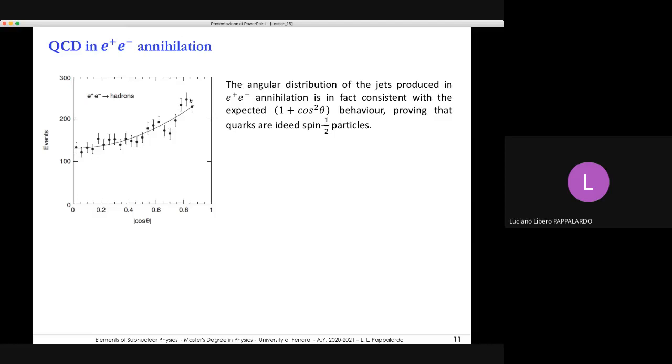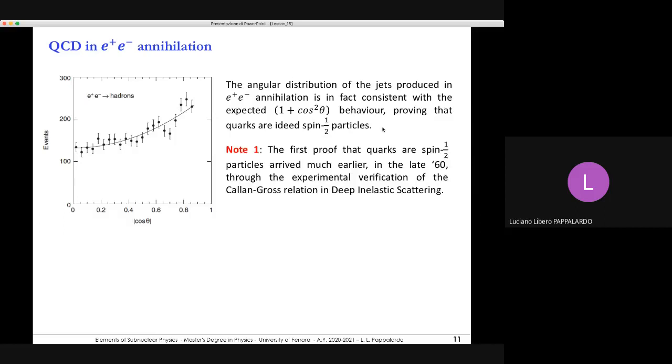You see here the experimental data from e+e- into hadrons, and this line here is essentially the 1 plus cos square theta dependence. So this is fulfilled also by quarks, and this is in a way also a proof that indeed quarks are spin 1/2 particles. However, let me anticipate that the first proof that quarks are spin 1/2 particles actually arrived much earlier, in the late 60s, through the experimental verification of the so-called Callan-Gross relation in deep inelastic scattering, as we will study next week. So we will come back to this next week.